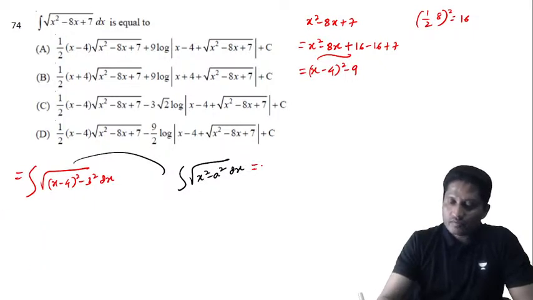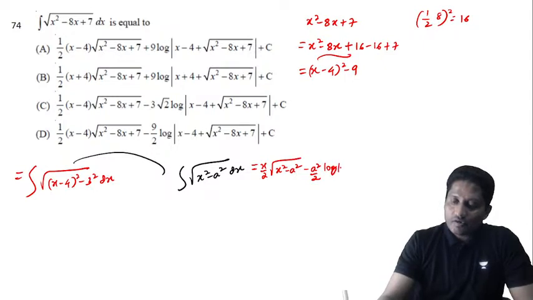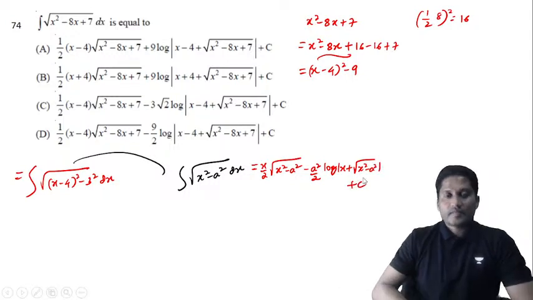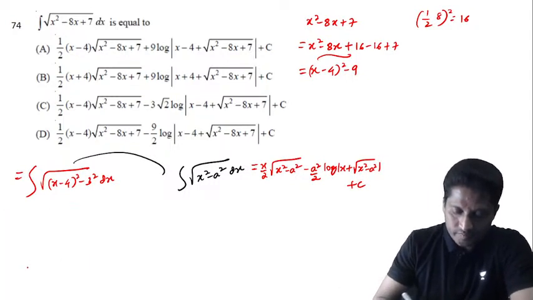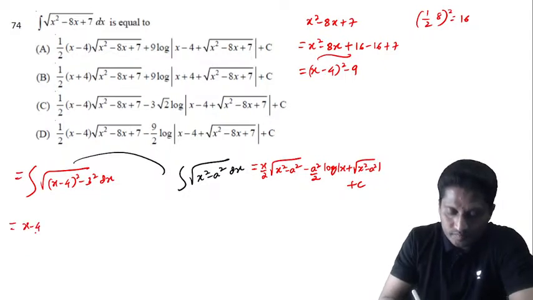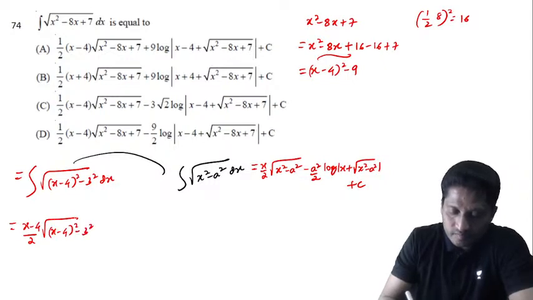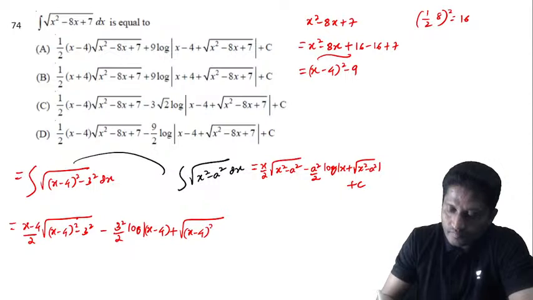Formula will be equal to x by 2 into root of x square minus a square, minus a square by 2, and then log of x plus root of x square minus a square, plus c. So if I use this basic special integrals formula, it is x by 2 into root of x square minus a square, minus a square by 2, log of x plus root of x square minus a square, and then plus c.